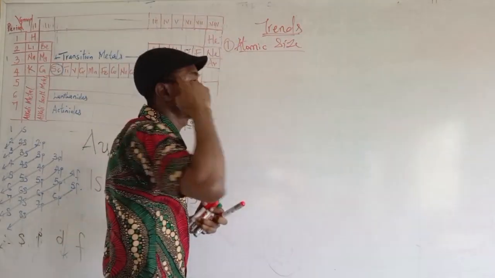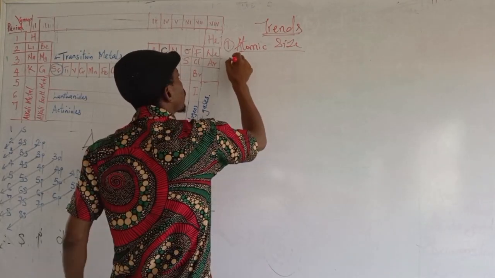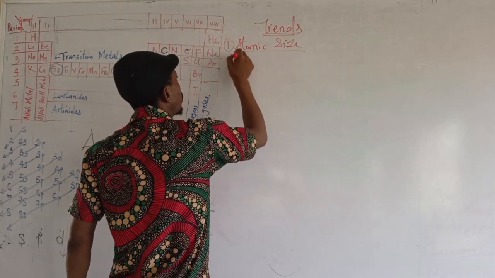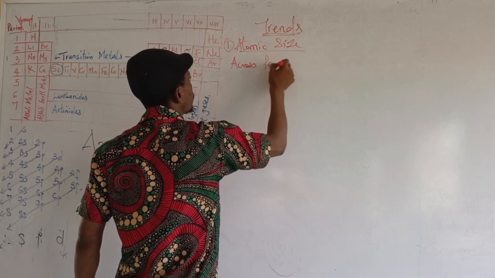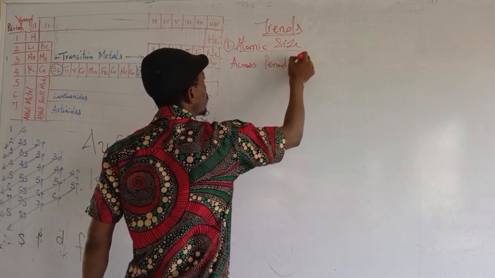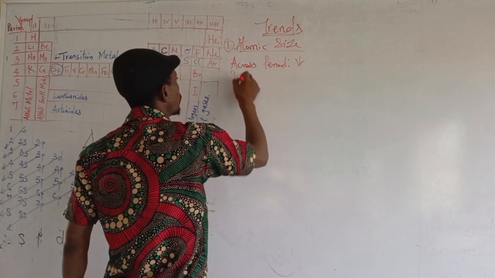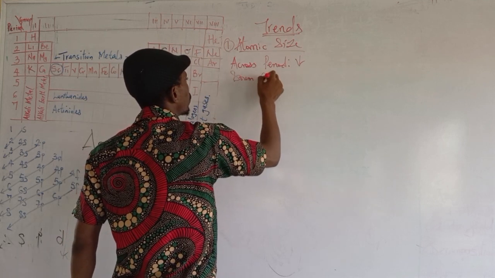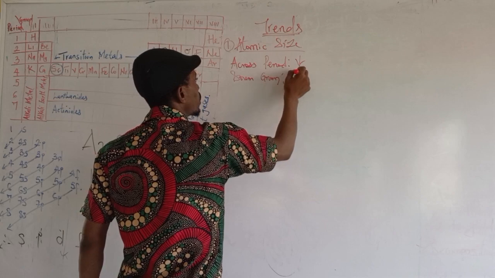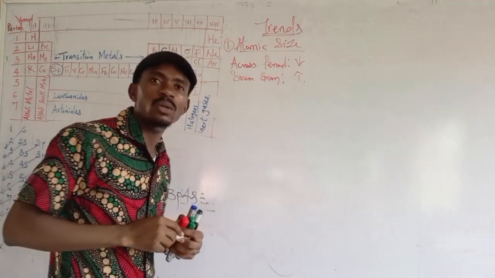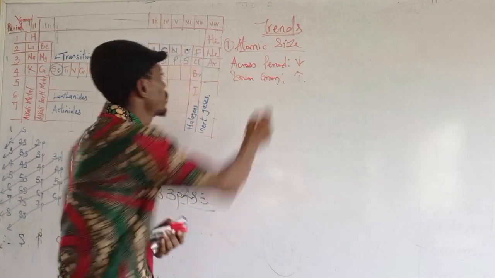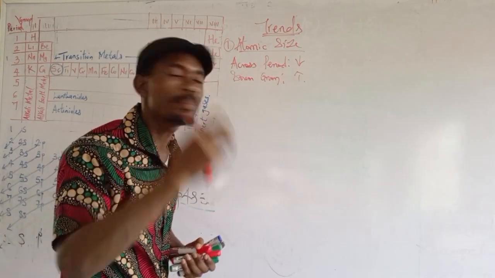For the atomic size, across the period, it decreases. Down the group, it increases. So, how do I get to conclude these two? It's based on three principles.